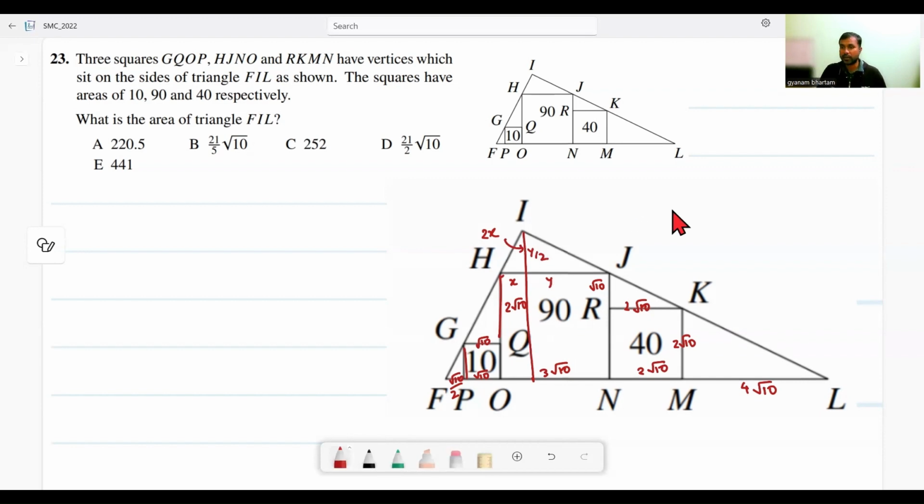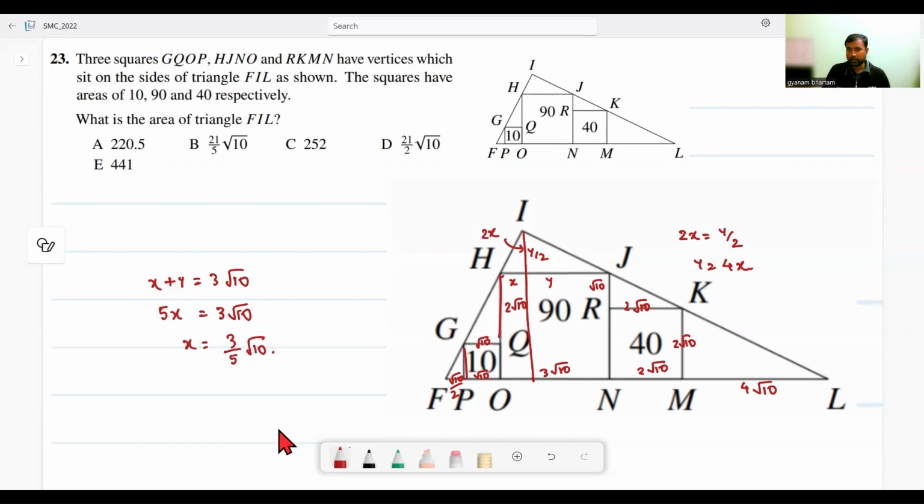So we can just compare both the sides. Is 2x going to be y over 2, or y equal to 4x? Now we also know that x plus y is 3 root 10. So we have 5x equal to 3 root 10, or x equal to 3 over 5 root 10. Now we have to find the height. So height is 3 root 10, that's the complete height, plus 3 by 5 root 10.